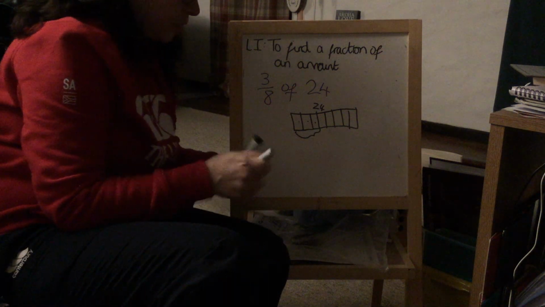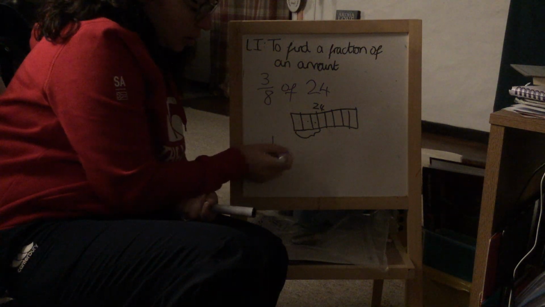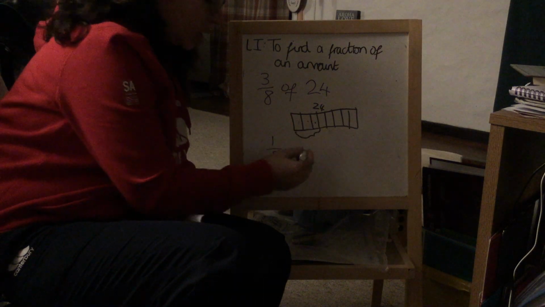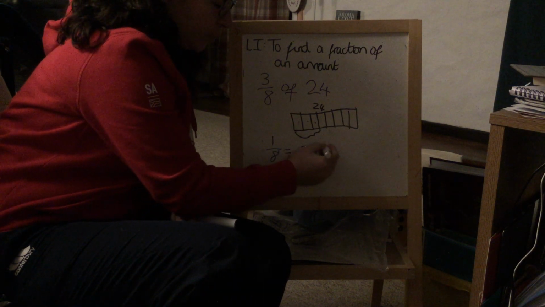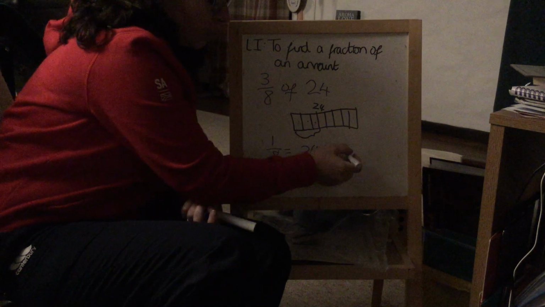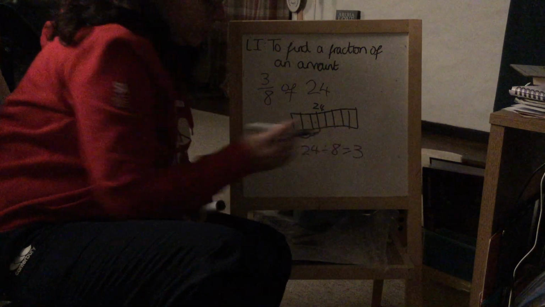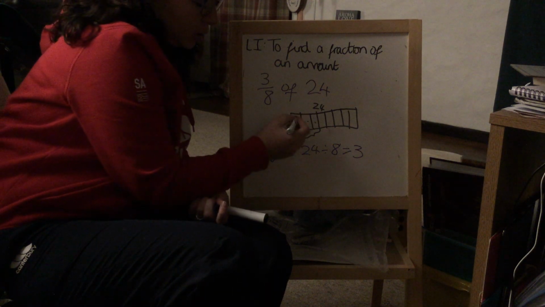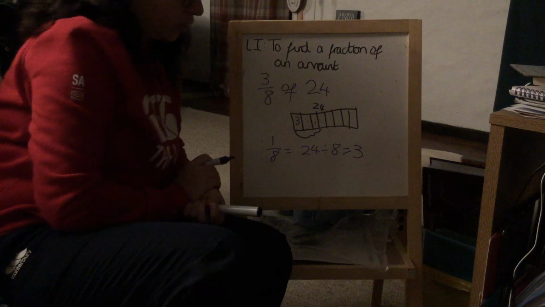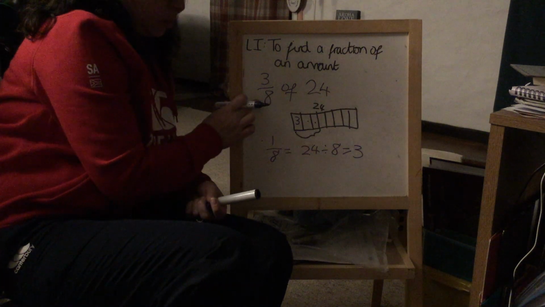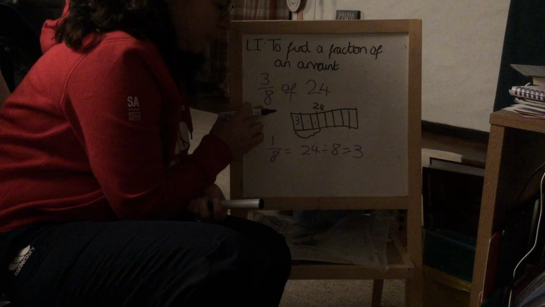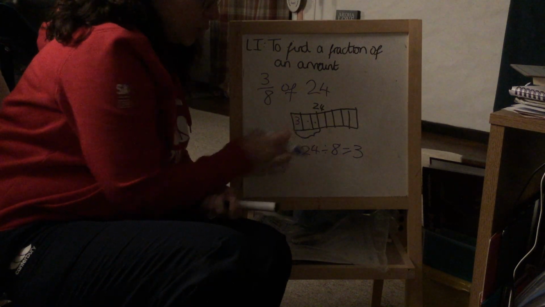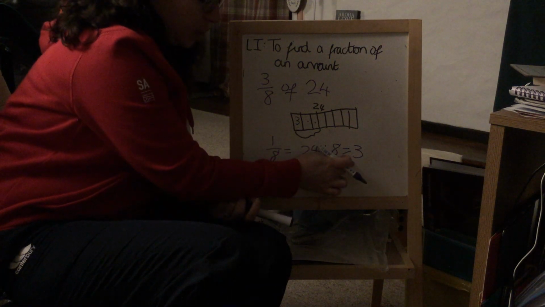So we're going to start by finding what 1/8 is. We're going to find out what one part of our bar is. To do that, we need to do 24 divided by 8, which equals 3. So we now know that this one part is 3. We have split our 24 into 8 equal pieces, which is what we're being told here. And at the moment we have found what one piece is worth. So we now know that 1/8 is 3.